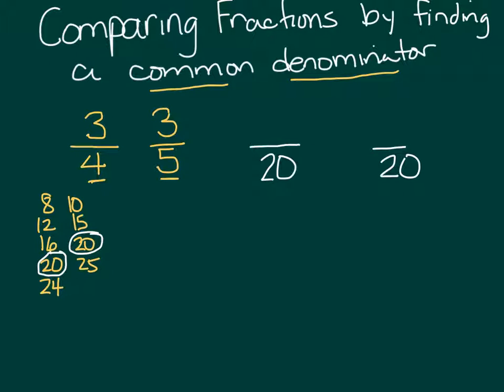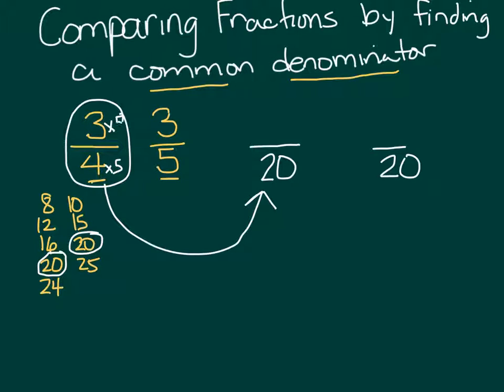Now, here's the tricky part. What did I do to 4 to make it 20? Because remember, this fraction is actually now coming right over here. So, what did I do to 4 to make it 20? Well, I multiplied 4 by 5, and that gave me 20. And remember, if you're going to do it on the bottom, you have to do it on the top. So I'm going to multiply 3 times 5, and that gives me 15. So I basically created an equivalent fraction with the denominator of 20.